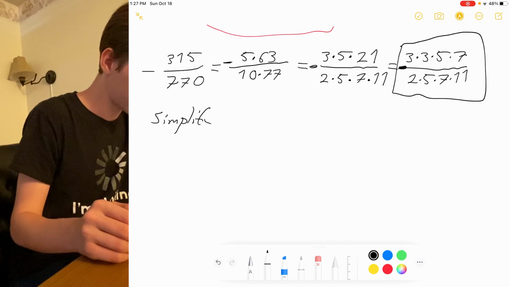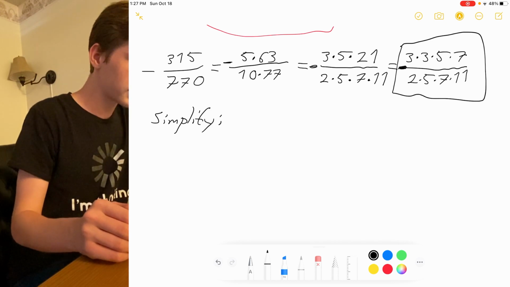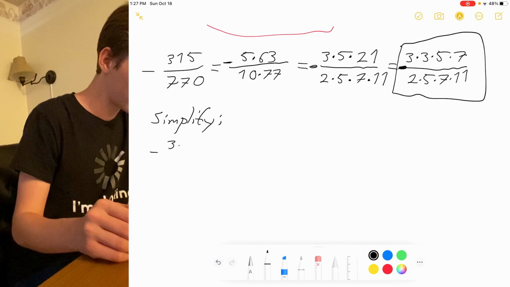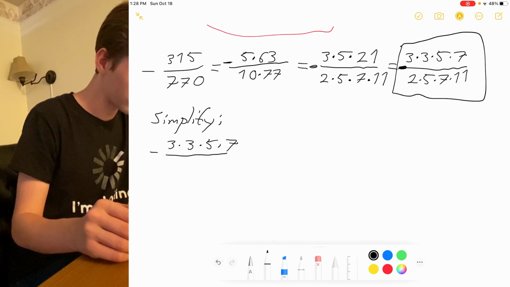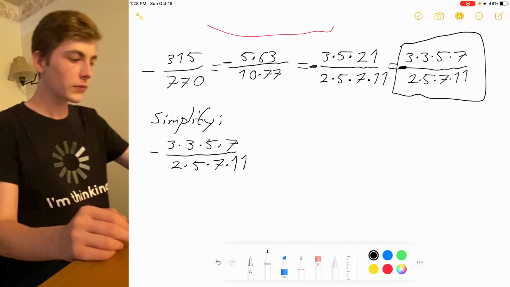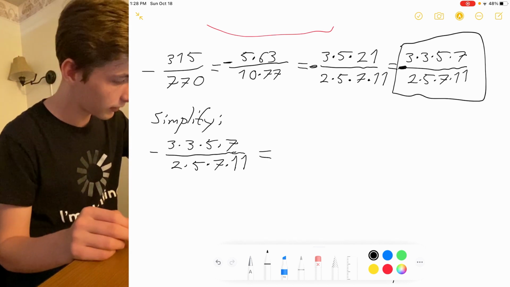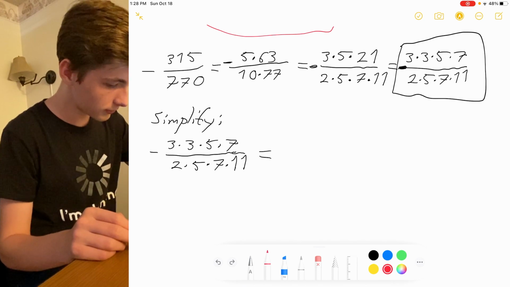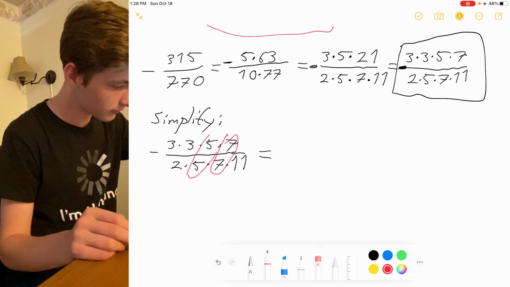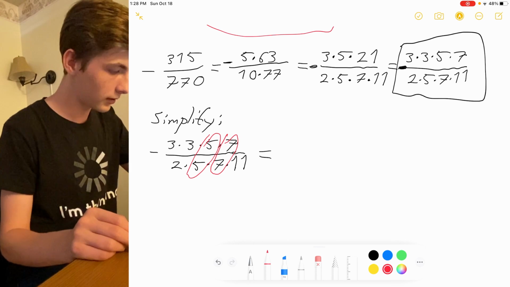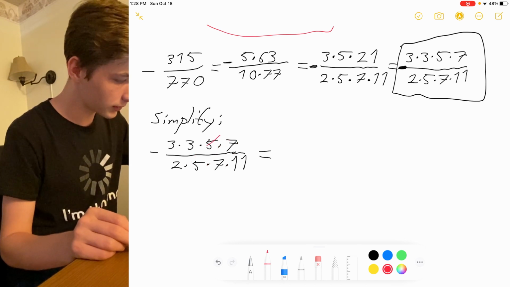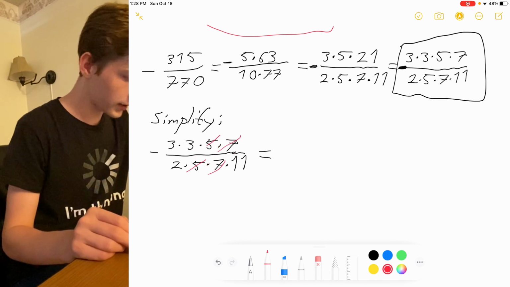So now that we have our factored fraction, we can look and see if there's any common factors between the numerator and the denominator. So we have negative 3 times 5 times 7 divided by 2 times 5 times 7 times 11. Do we have any common factors here? Yeah, we do. We have these 2 7s, and we have these 2 5s. And so what we can do is cancel those out.